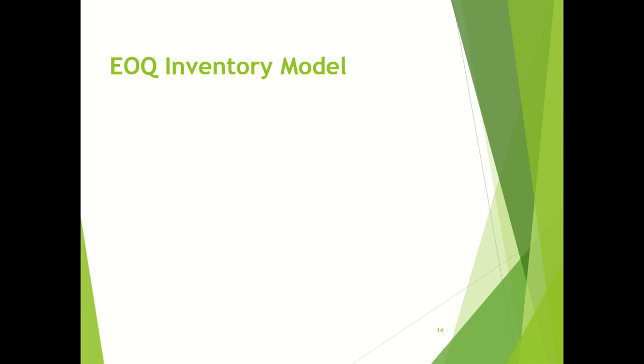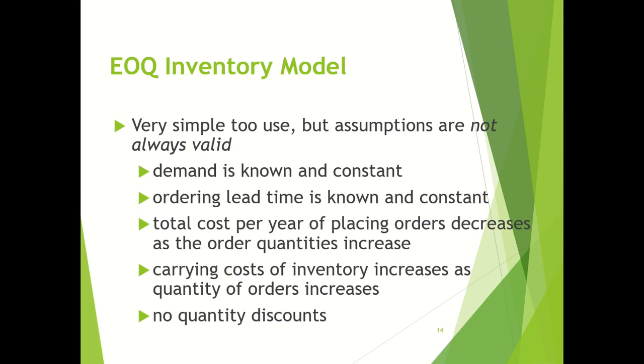So this particular model, however, is based on simplifying assumptions that may not reflect economic reality. So these assumptions are: demand is constant and known with certainty. Also, another assumption here is that ordering lead time is known and constant. The total cost per year of placing orders decreases as the order quantity increases. The carrying cost of the inventory increases as the quantity of orders increases, and there is no quantity discount. Therefore, the total purchase price of the inventory per year is constant.